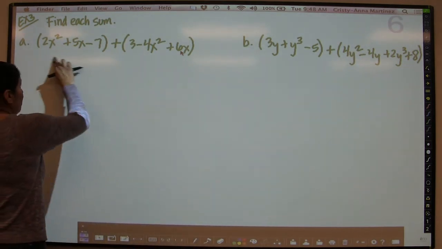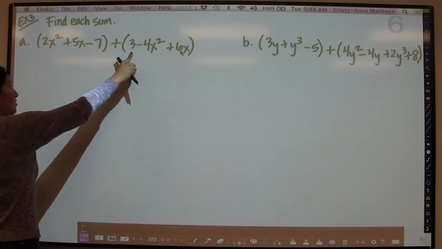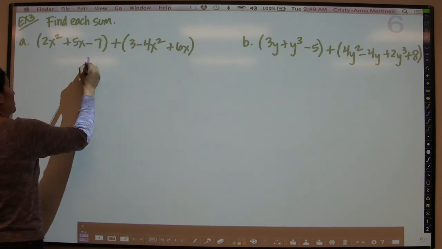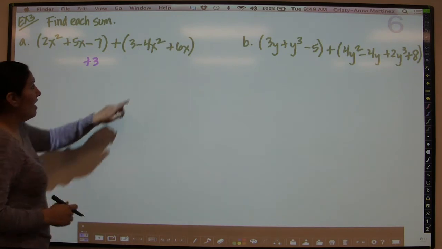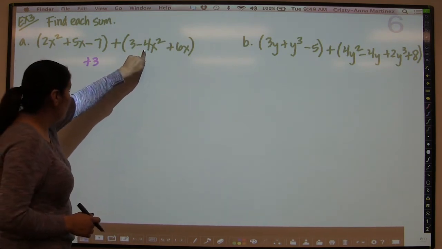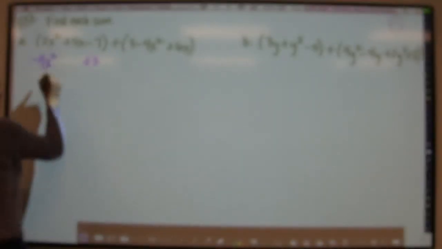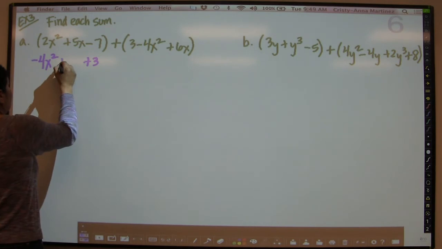Here's my first polynomial, I'm going to add it to this one. This 3 is a constant term, and the negative 7 is a constant term, so I'm going to go ahead and just write it underneath it. That's why we call it vertical. Then we have plus negative 4x squared, so I'm going to put the negative 4x squared underneath the 2x squared. And then we have the plus 6x, and I'm going to put the plus 6x underneath the 5x. And then we're just going to combine our like terms, just add them together.